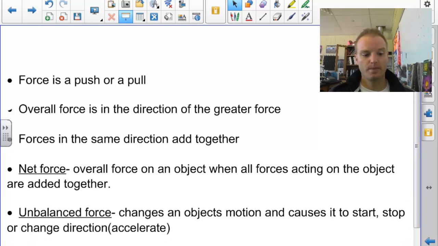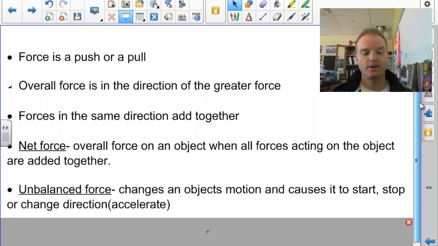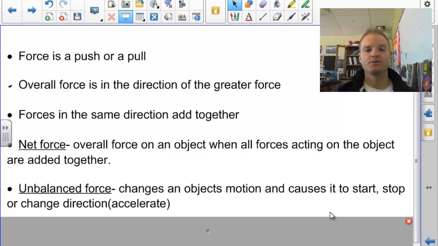So what this can create is an unbalanced force. And we spend most of our time in this class talking about unbalanced forces. There may be a couple forces acting on an object, but overall there's an unbalanced force. It's being pushed or pulled in some direction. It is actually moving. So the big thing about an unbalanced force is that it does change an object's motion. It's going to cause it to start, stop, or change direction. So it's going to cause it to accelerate. That word from last chapter keeps popping back up.